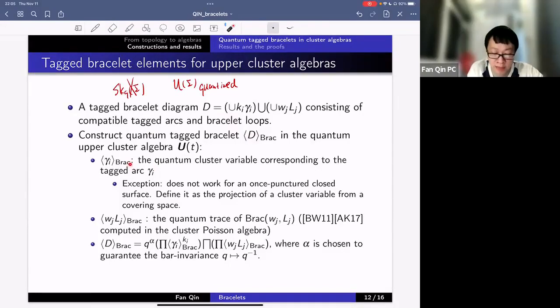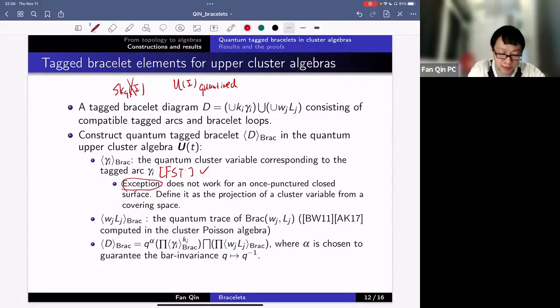So if you are given a tagged arc, you simply take it to be the quantum cluster variable corresponding to this tagged arc. I mean, the set theoretic bijection was well known due to Fomin-Shapiro-Thurston. Now, with the set theoretic bijection, you simply take it to be the corresponding algebra element. But there was one exception. I mean, in treating surfaces, there were a lot of exceptions. One exception is that this bijection does not work for a once-punctured closed surface, because for a once-punctured closed surface, there are more tagged arcs than cluster variables. So how can we define the algebra elements? We define them using the projection from a covering space.